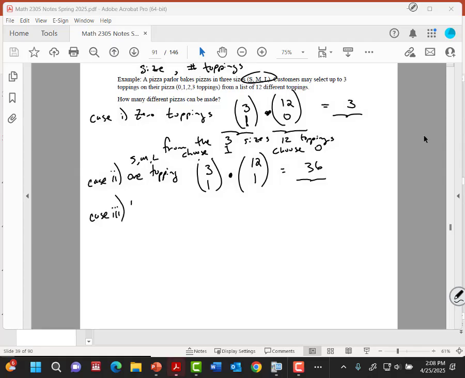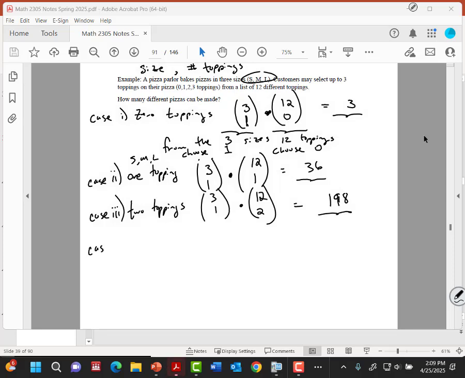Case 3. Let's say I have 2 toppings. And you can see where this is going. From the 3 pizzas, choose one of them, from the 3 sizes, choose one of them, times from the 12 toppings, choose 2. So 3 combination 1 times 12 combination 2 would be 198.